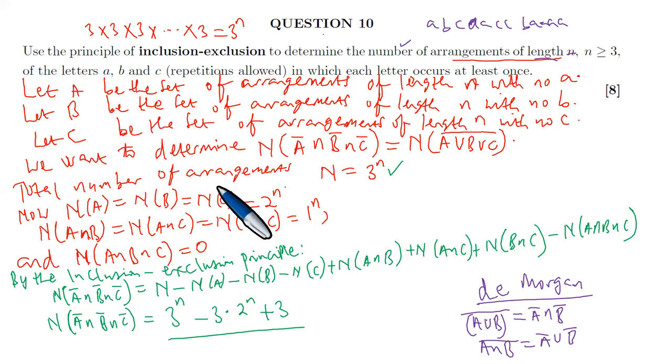Now the number of the arrangements, so all of them is 3 to the power n. The n(A), n(B), and n(C) is 2 to the power n, but for the three of them, this one is 1, 3, and this one is only 3. Okay, so this is the answer.